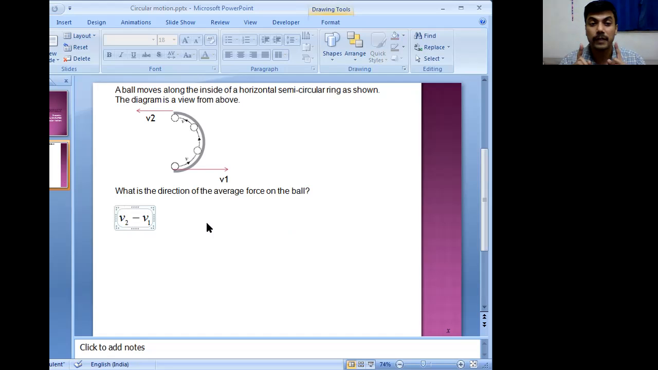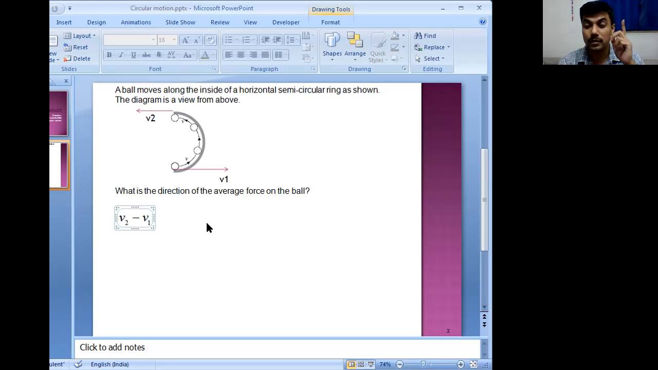Mind you, v2 and v1 are vectors. Now think about it. Why is this necessary? This is where you actually get to understand the difference between a vector and a scalar. Look into this. v1 and v2 both have the same magnitude, v. Make no mistake of it. If you do a normal scalar subtraction, if you just put v in place of v2 and v in place of v1 as well, you do the subtraction and you will get nothing other than 0. That means there is no change of velocity.